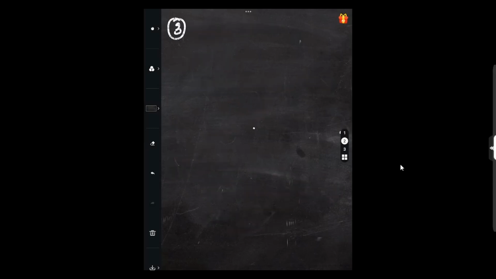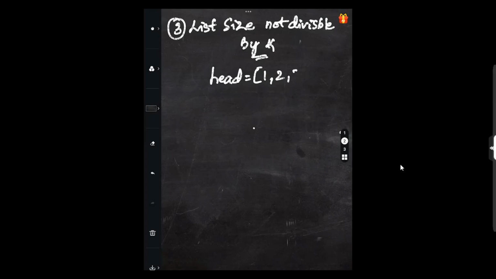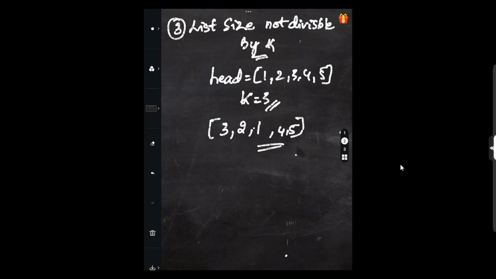Let's move on with the third edge case: list size not divisible by k. Let's consider the input head 1, 2, 3, 4, 5, and k equals 3. The output will be 3, 2, 1, 4, 5. When the list size is not divisible by k, the last two nodes remain as they are.